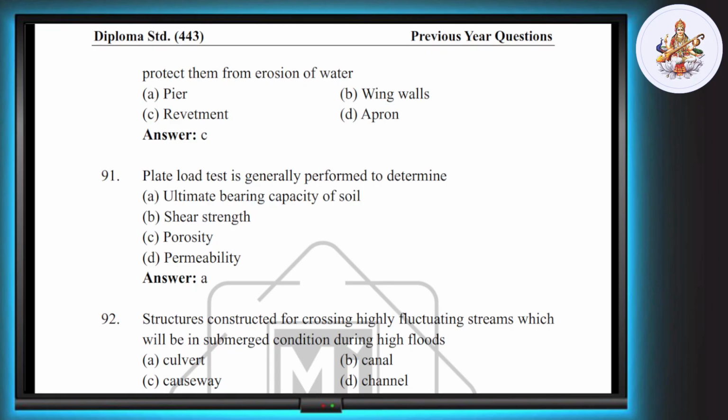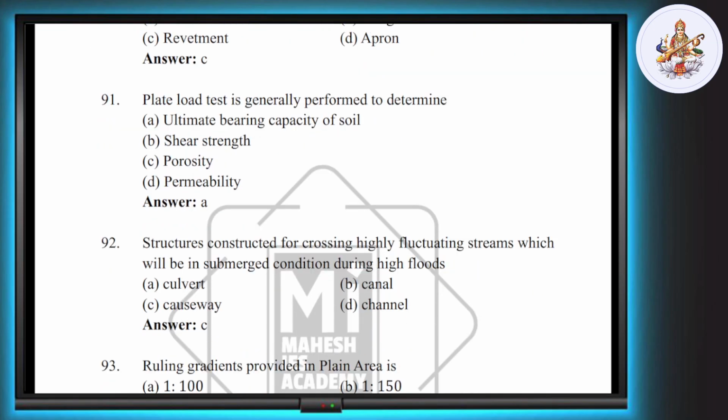Question 92. Structures constructed for crossing highly fluctuating streams submerged during high floods. Correct answer, C. Causeway. Explanation. Causeways are low-level roads across water. They get submerged in floods but are economical for intermittent water crossings.